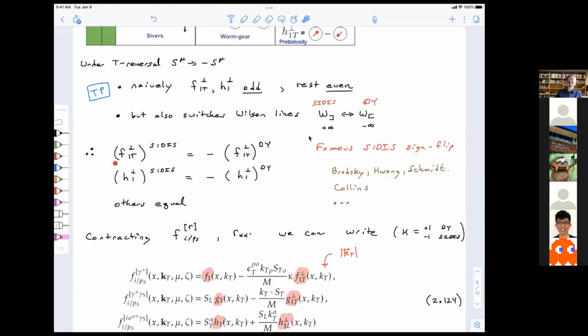And experimentally, we're trying to pin that down and figure out, can we test this prediction of TMD factorization? It's a very fundamental prediction of the whole formalism. So we'll talk a little bit next time about that.